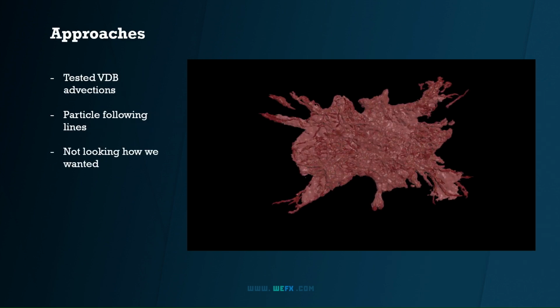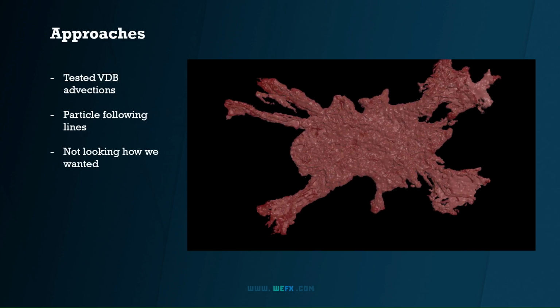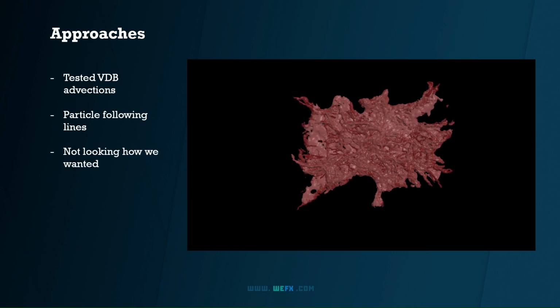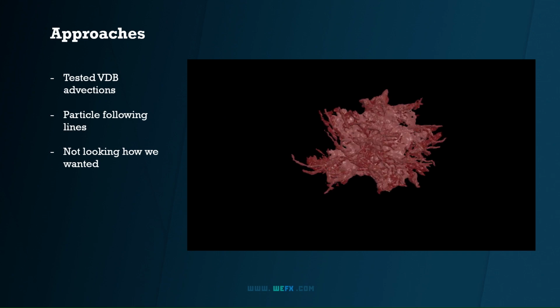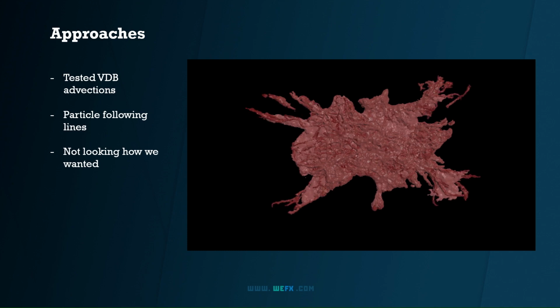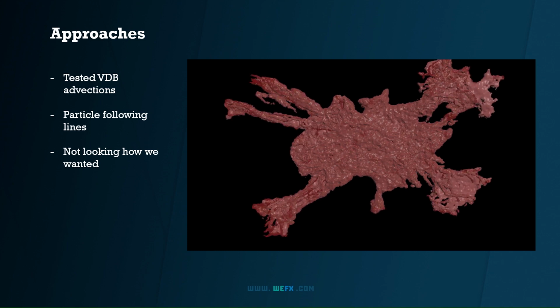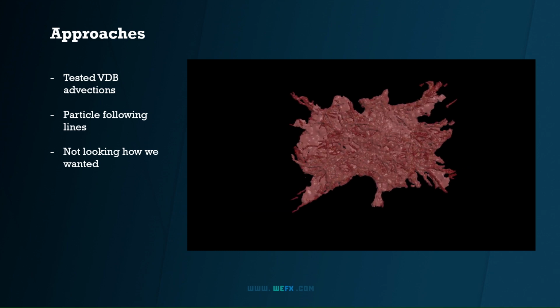And we tried different things. We tested VDB advection, VDB growth, particles that follow lines, but none of that really got what we needed, or it didn't look as dynamic as we wanted. Not really hunting any cells. So how did we go about it?